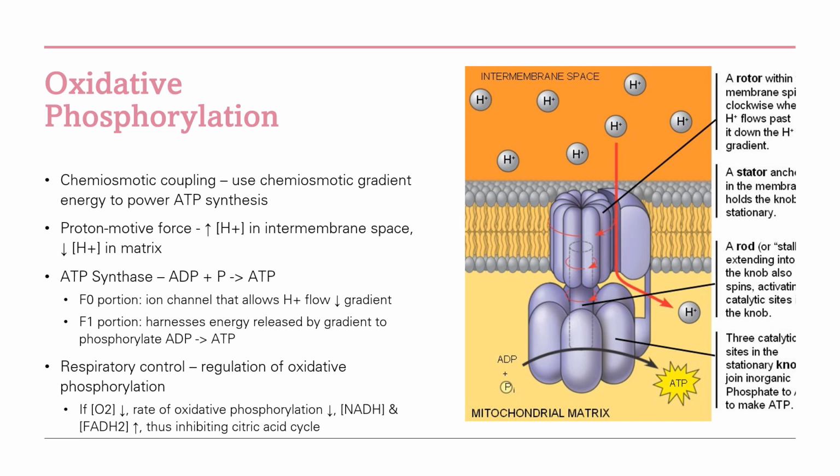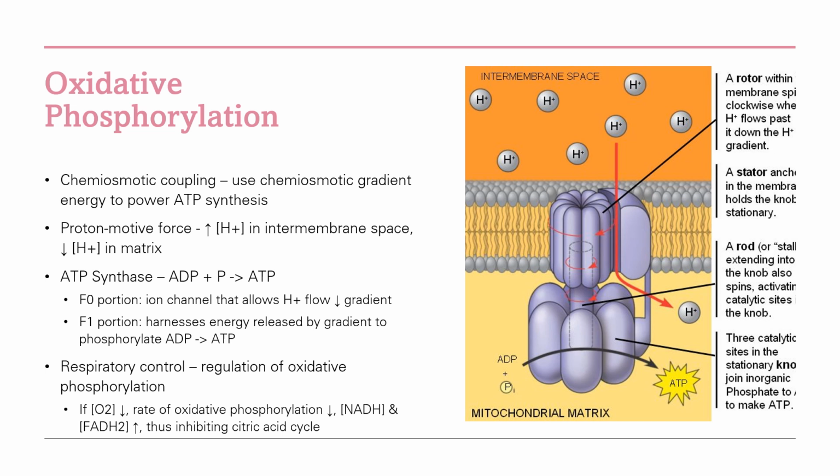Lastly, in oxidative phosphorylation, the chemiosmotic gradient created by the high concentration of hydrogen ions in the intermembrane space and low concentration of hydrogen ions in the matrix provides the energy needed to complete the endergonic process of phosphorylating ADP to form ATP. ATP synthase has 2 different portions, the F0 and the F1 portion. The F0 portion is where the hydrogen ions flow through down their gradient, which releases the chemical energy harnessed by the F1 portion of ATP synthase, which is responsible for phosphorylating ADP.